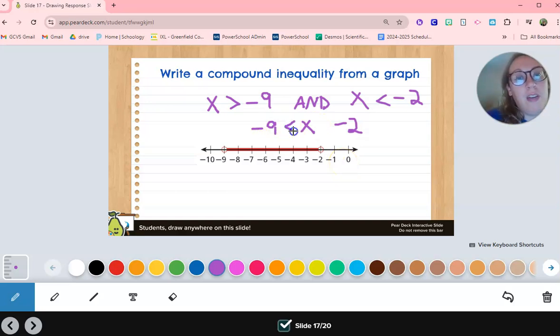x is greater than negative 9 and less than negative 2. So we put those two symbols in there, and since they're both open circles, we don't want to put the or equal to, we just leave them as is. Okay.